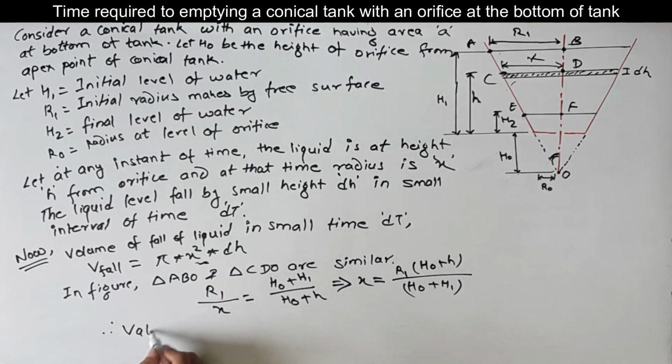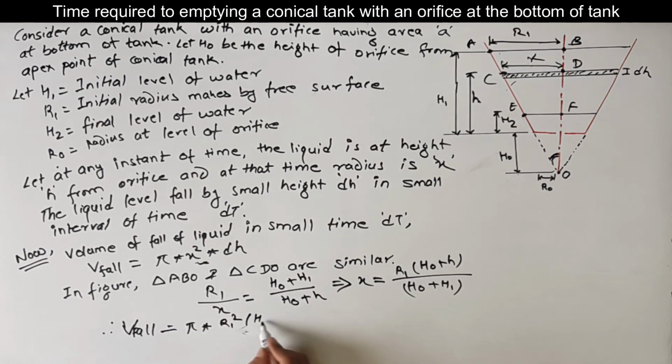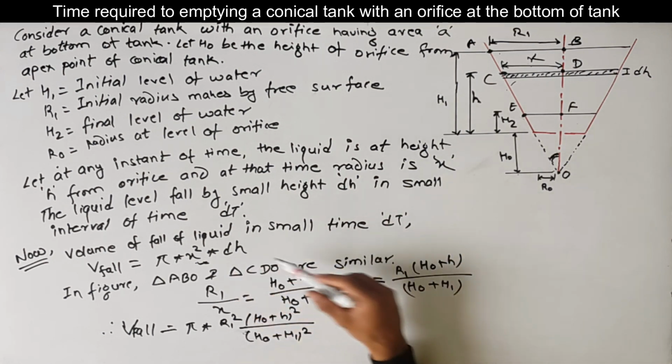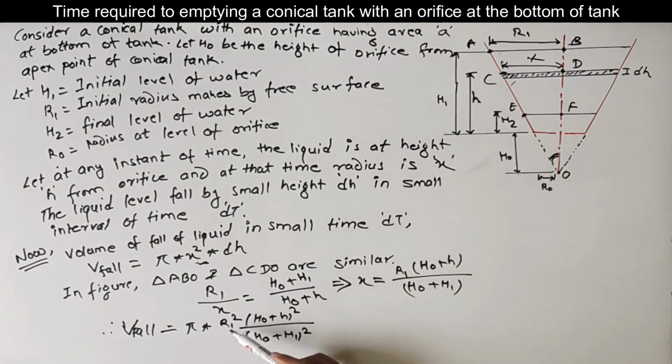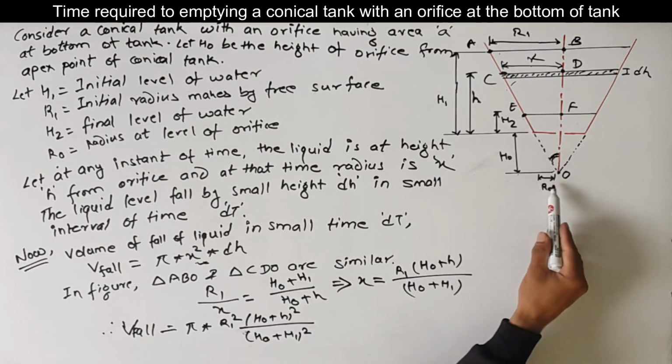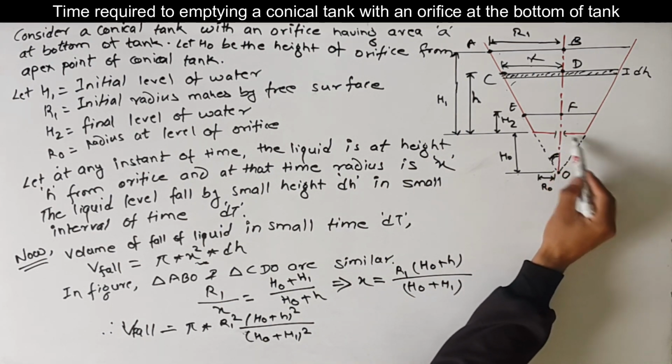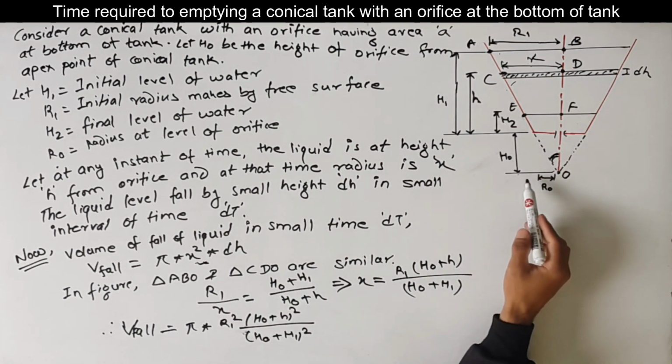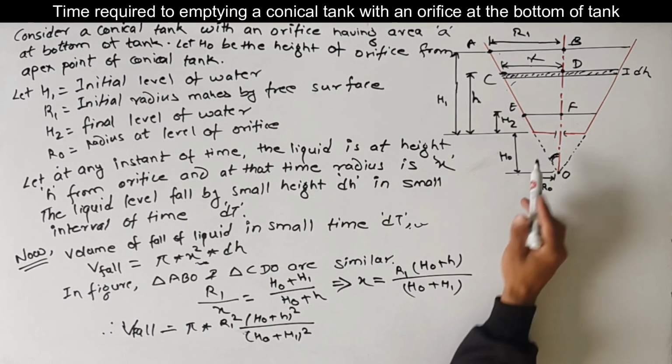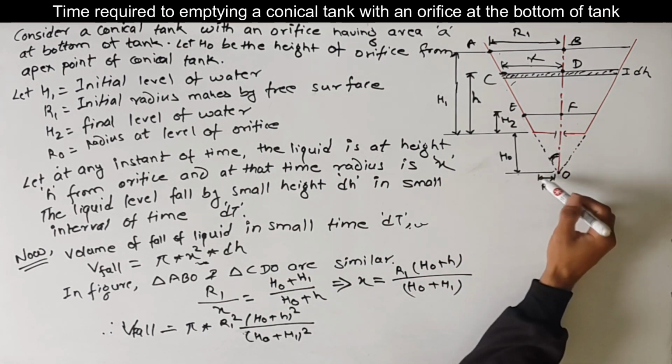Therefore V fall is equal to pi into R1 square (S0 plus h) square upon (S0 plus S1) square. Here we find the volume of fall of liquid in terms of radius and height, and x is eliminated, in terms of the initial radius and height. Now we can find the volume of liquid exiting from this orifice in the small interval of time dt. That is, in the equal time dt, we have to find the liquid flowing out through the orifice.